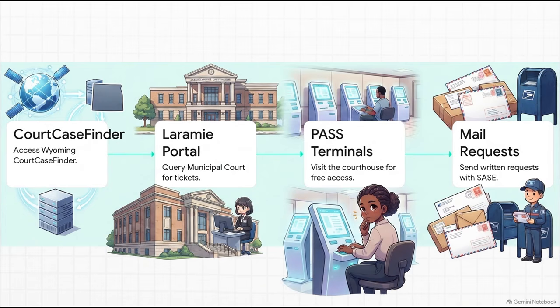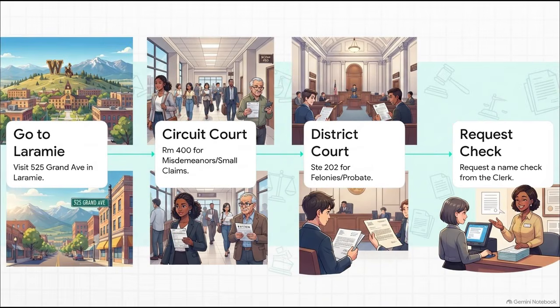However, for full trial-level civil and criminal records, Wyoming doesn't really offer the same level of unrestricted remote viewing as New York. Instead, they rely heavily on free public terminals located physically right at the courthouse, or written requests mailed directly to the clerk with a self-addressed stamped envelope. So if you're out in Wyoming, you're likely heading to 525 Grand Avenue in Laramie.